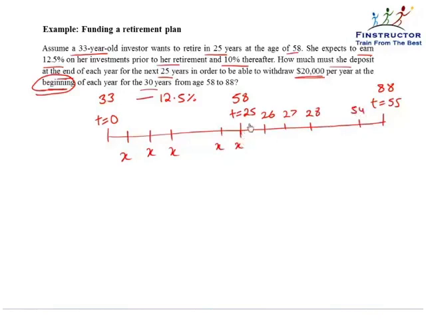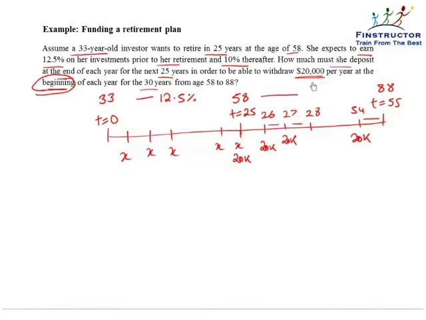So the first is going to happen at the beginning of the 26th year, that is at t equal to 25, a withdrawal of 20,000. Then again on the 26th, that is the beginning of the 27th year, beginning of the 28th year, and finally beginning of the 55th year, another withdrawal of 20k has to happen.